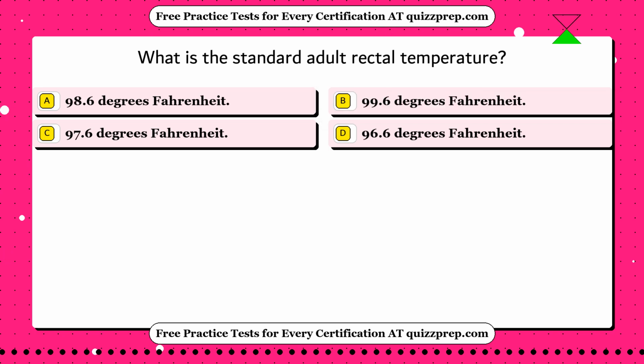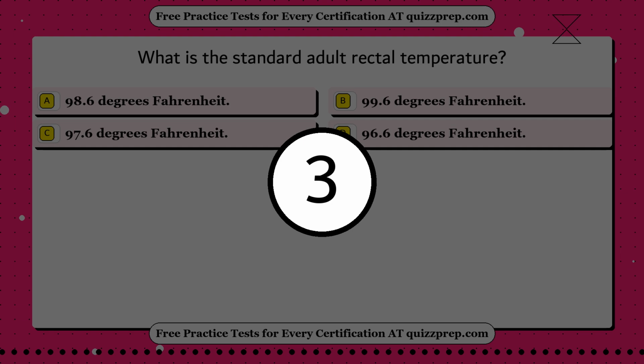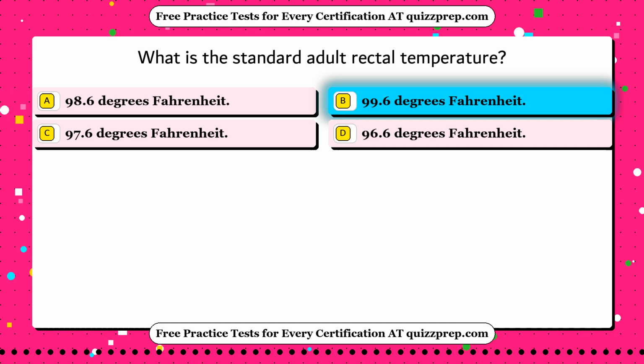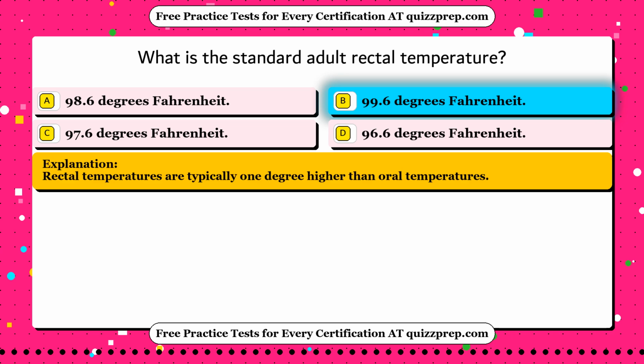Question 64. What is the standard adult rectal temperature? Option A 98.6 degrees Fahrenheit. Option B 99.6 degrees Fahrenheit. Option C 97.6 degrees Fahrenheit. Option D 96.6 degrees Fahrenheit. The correct answer is option B, 99.6 degrees Fahrenheit. Rectal temperatures are typically 1 degree higher than oral temperatures.